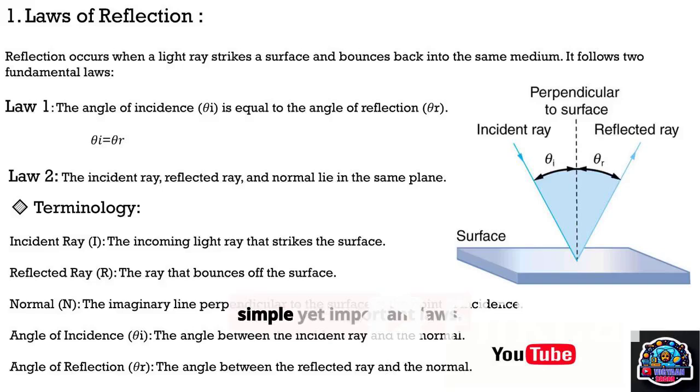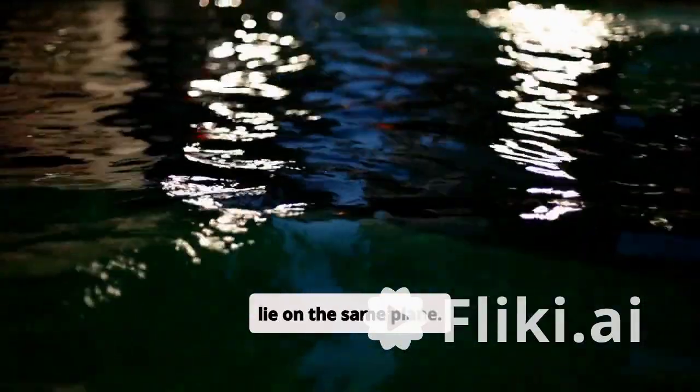Reflection obeys two simple yet important laws. First, the angle of incidence equals the angle of reflection. Second, the incident ray, reflected ray, and normal all lie on the same plane. These are foundational, so keep them clear for solving problems.